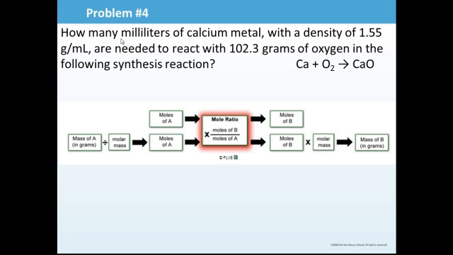Let's go ahead. It says how many milliliters of calcium metal. It's saying how many milliliters of calcium metal, which tells me it's my B. That's my second chemical because it's asking me how many milliliters of calcium metal. With a density of 1.55 grams per milliliter are needed to react with 102.3 grams of oxygen. So 102.3 grams is my A. The question mark milliliters is my B.